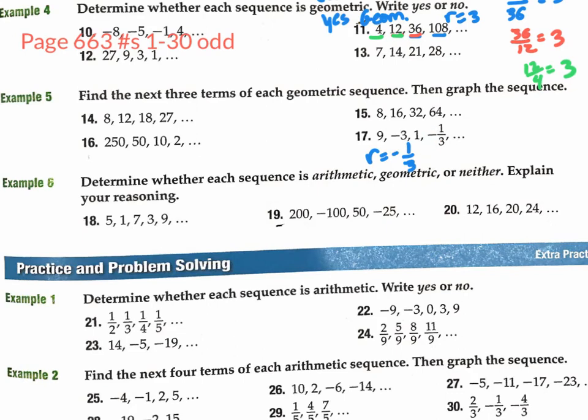So if you want the next 3 terms, and again, let's be fancy about it, a sub 1, a sub 2, a sub 3, a sub 4, let's write down a sub 5, a sub 6, and they only want 3 terms, a sub 7, okay? Oops, I wrote that 6 kind of big. That should be smaller and down here.